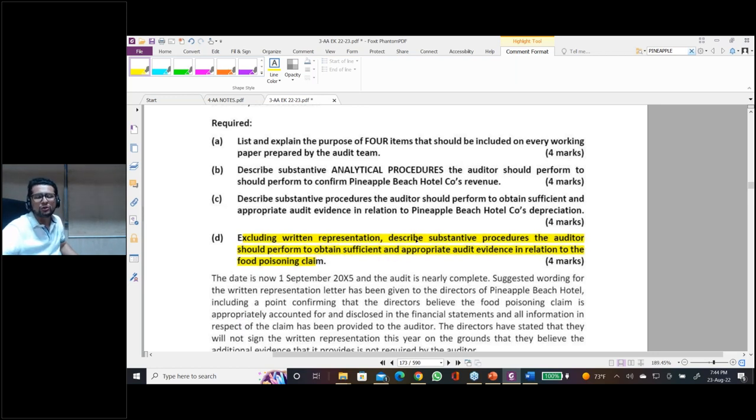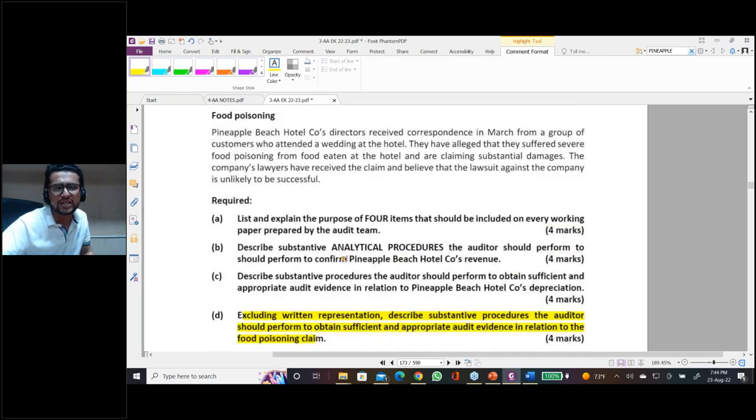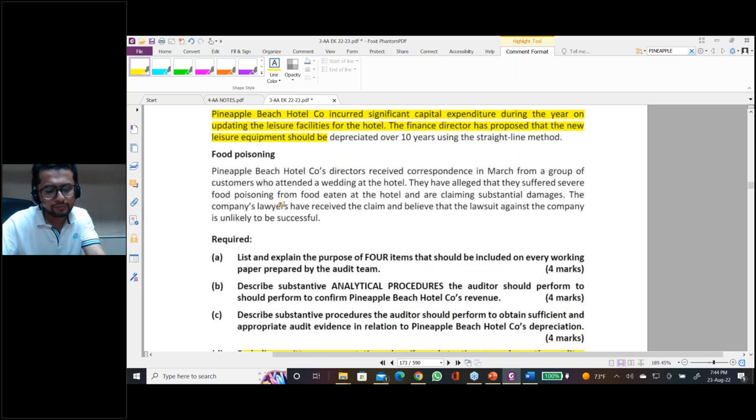Don't get the written representation from the management. Apart from that, you need to describe the procedures which the auditor would perform in order to obtain sufficient appropriate audit evidence in relation to the food poisoning claim. Procedures on the food poisoning claim, that is on provision. Okay. Now read this. Take your time, read this.